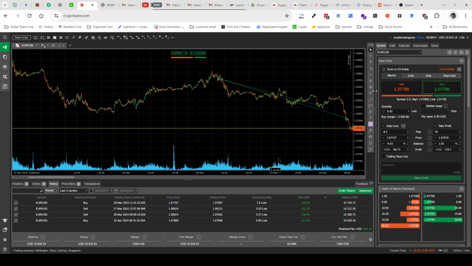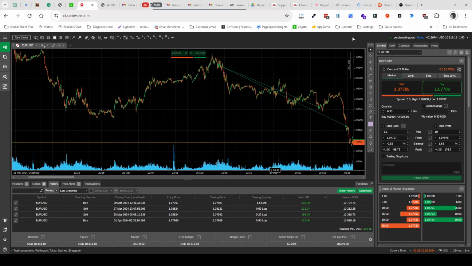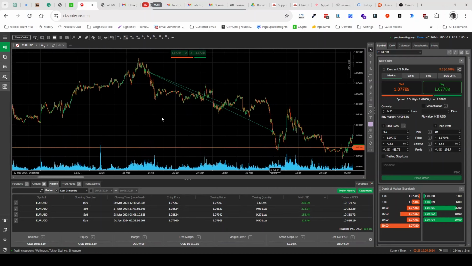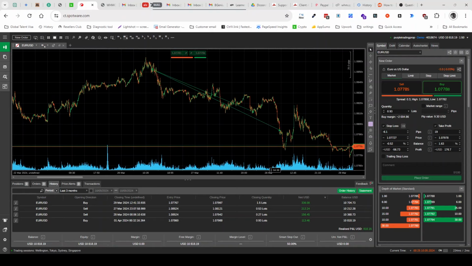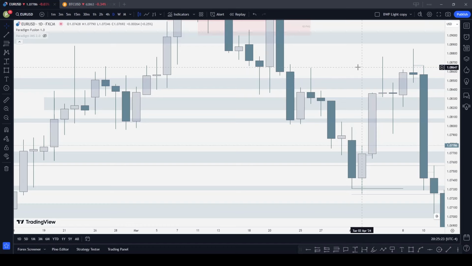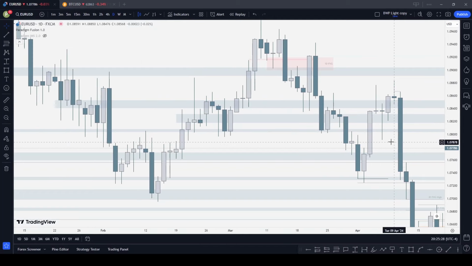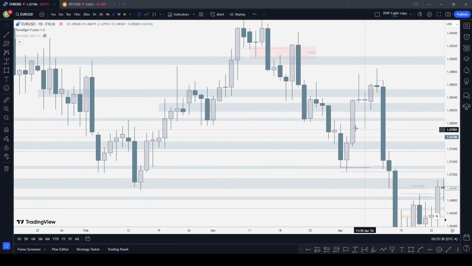Okay, so this is March 26. You can see this is March 26. This was a setup, right? I can't go to March 26 on TradingView because of the limitation. I'm on the free version of TradingView. I'm not paying for it. So this is March 26. Let me look for March 26.